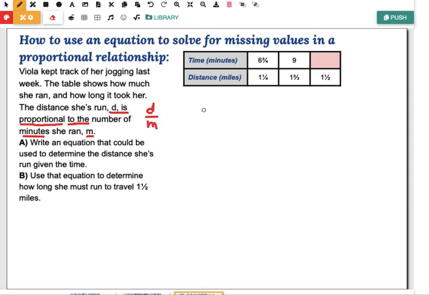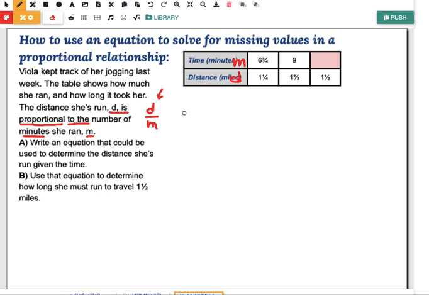Okay, and I'd like to go to the table before I do anything and just make sure that I know which one is which. So it specifically told me that the distance she's run is represented by D. So I will write a D in my table right here. So that means that the minutes has to be M, and it is. So I just write that there so I don't get them confused. But I do know that I'm going to use that order to get my numbers.